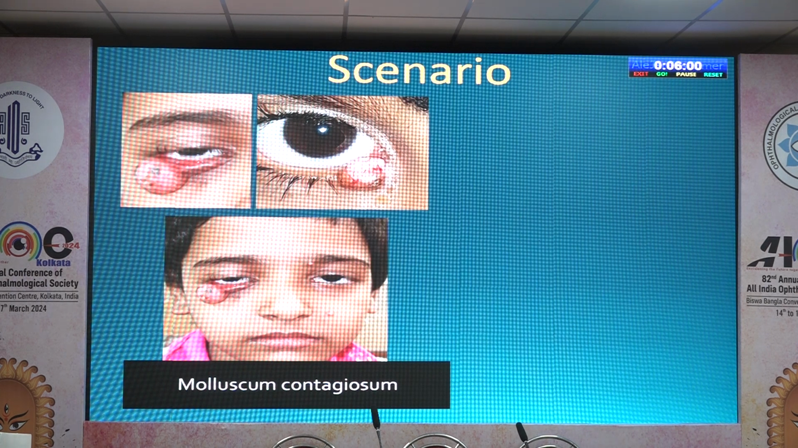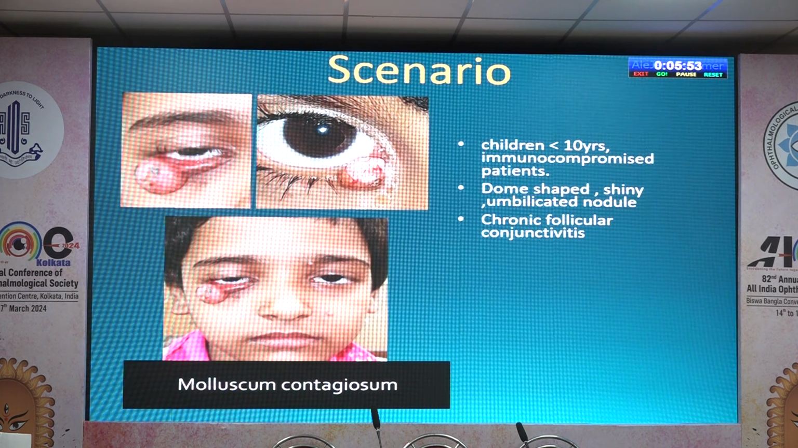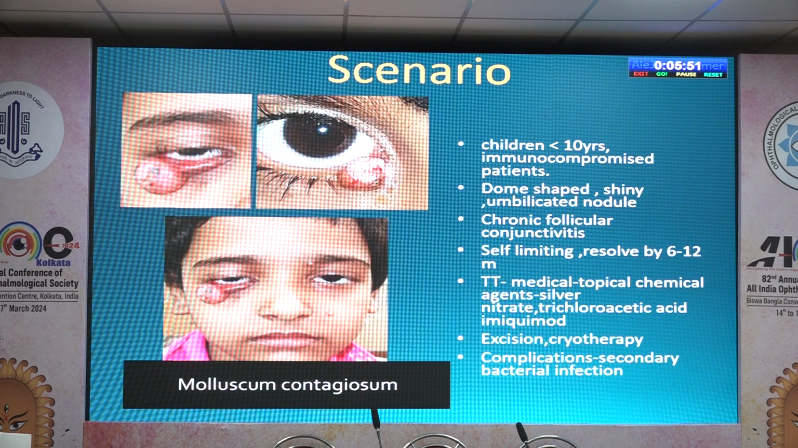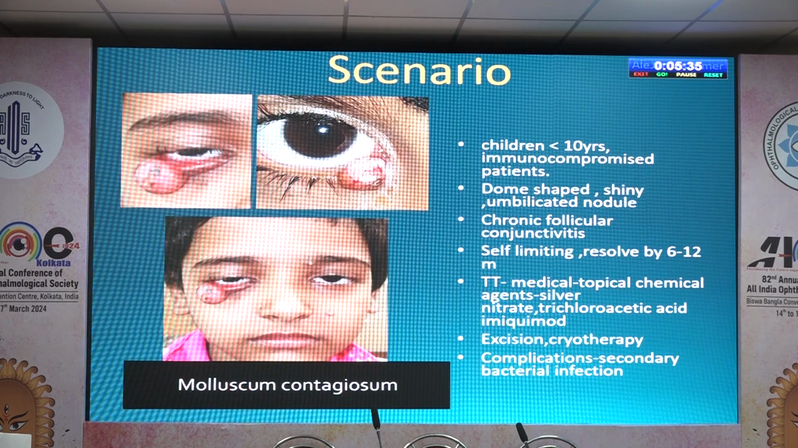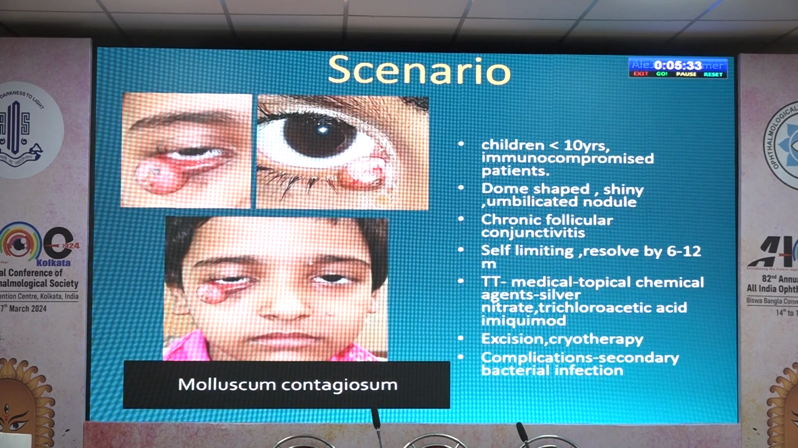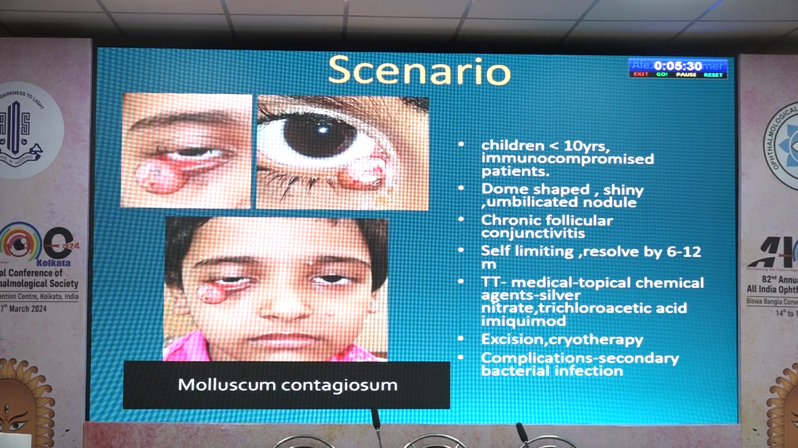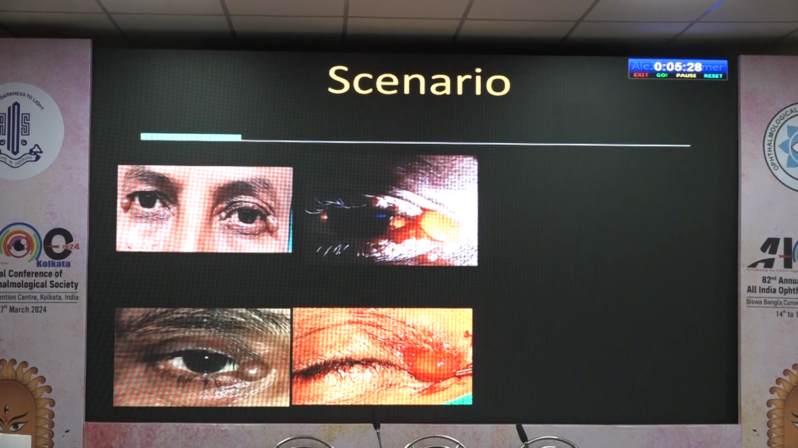So if it is very small, we don't really treat them, but if it is very large, then you may have to treat it either by chemicals like trichloroacetic acid or imiquimod, or for a lesion like this, you may have to go for excision or cryotherapy. But most of the time they resolve spontaneously. The problem is that they produce follicular conjunctivitis that you have to treat, and secondary bacterial infection that you have to manage. So what are these?